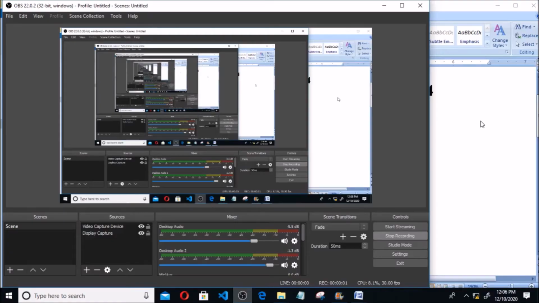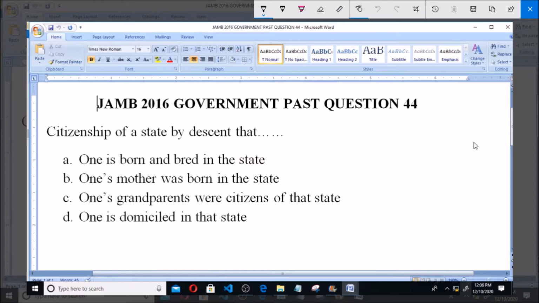Welcome, this is JAMB year 2016 government past question. Question number 44 says: citizenship of a state by descent dash.